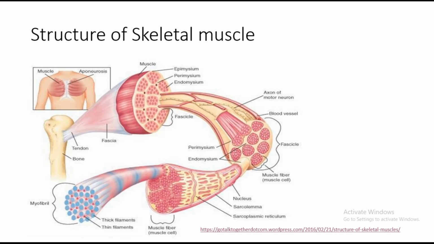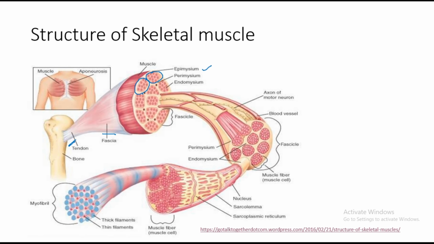Let us move on to the next slide. This is the structure of skeletal muscle. Further, the skeletal muscle is attached to the bone via tendon. This is the fascia, the skeletal muscle fascia, and the belly. This is the belly, and these are the muscles. Epimysium is a layer that covers the fascicles.